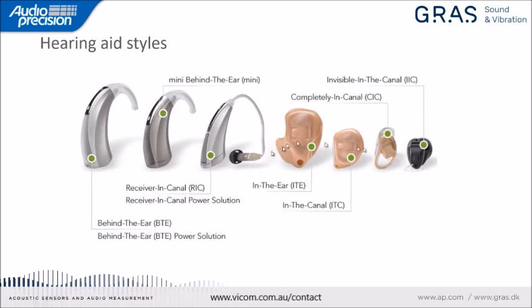Smaller ones fit a little further in the canal, called the ITC, or in the canal. Then a smaller one yet is completely in the canal, this CIC. And finally on the right, the very tiniest one is an invisible in the canal, which is small enough to be inserted completely inside the ear canal and is totally invisible from outside. So you can't even tell that the person is wearing hearing aids.